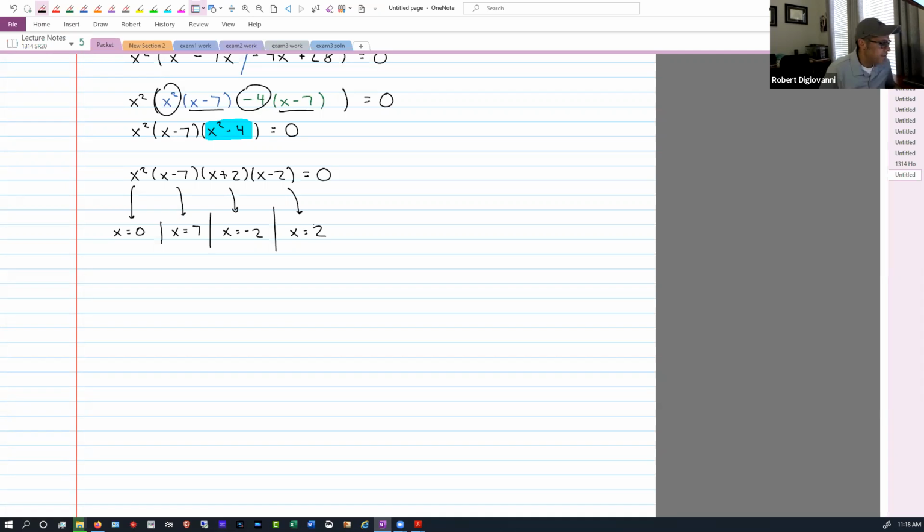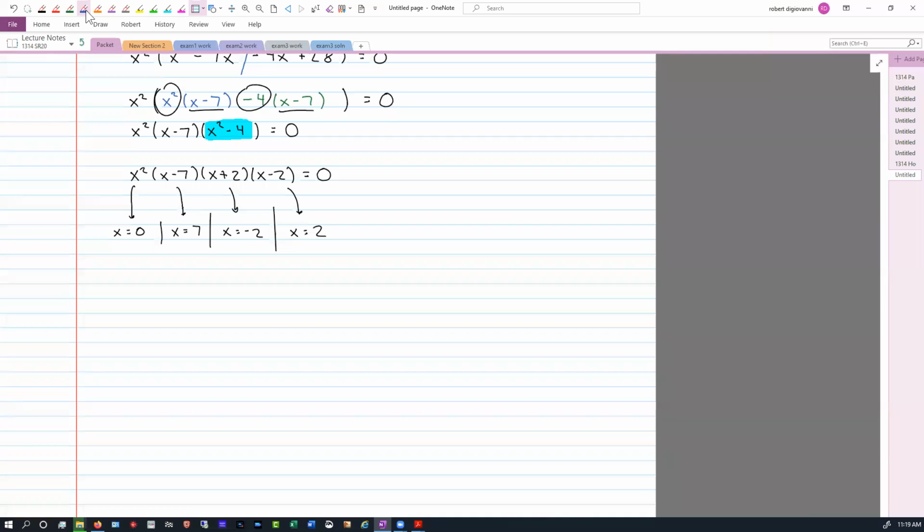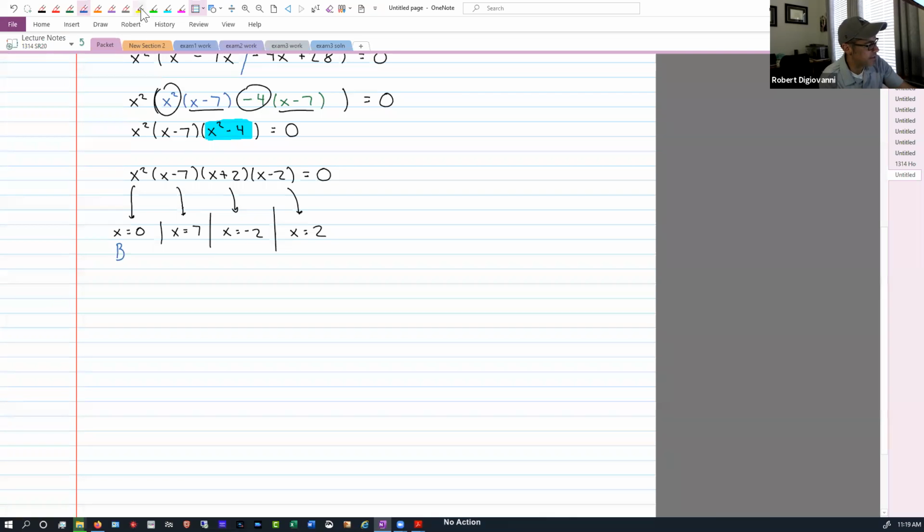Now, what happens for each one of these? Which of these do we bounce off of? Can you tell me which one? Anyone? 0. 0 is the only one we bounce off, and that's because it has a power of 2. All the others have no power written, which means that they're 1s. So I should be crossing through on all those. So I'm just going to put C, C, C for cross.